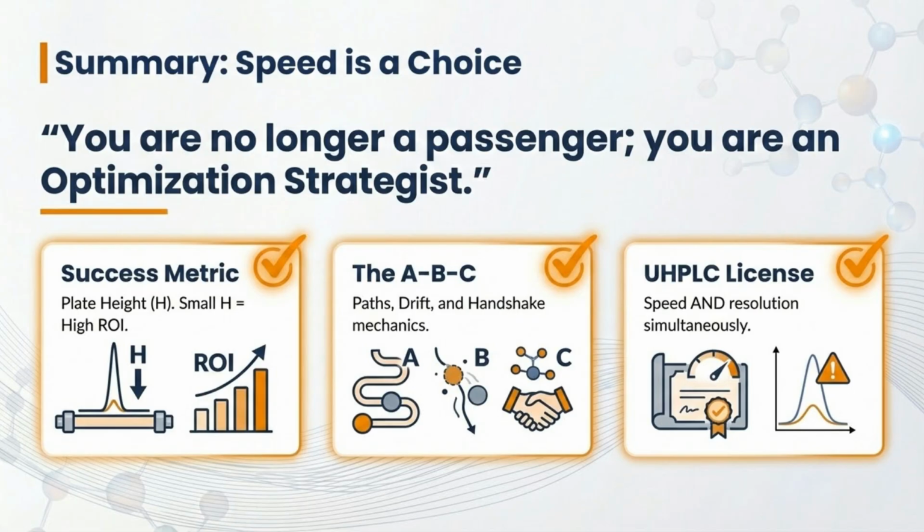Let's wrap up. Remember, plate height, or H, is the metric of success, and we want it as small as possible. The A term is about uniformity, the B term is the penalty for being too slow, and the C term is the resistance to speed. Here is my golden quote. Speed is a choice, but resolution is a requirement. The Deemter model gives you the license to have both. You are no longer just an operator. You are an optimization strategist. You know exactly which lever to pull to get results, while others are still guessing.